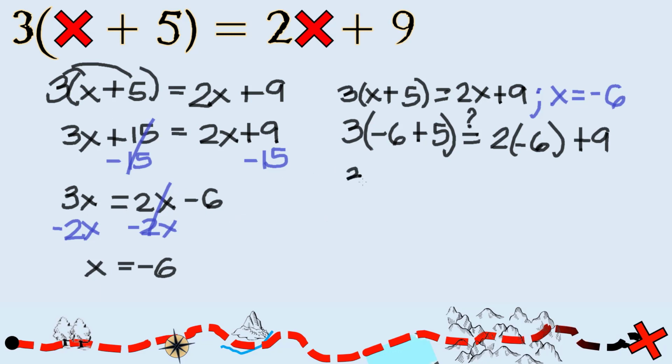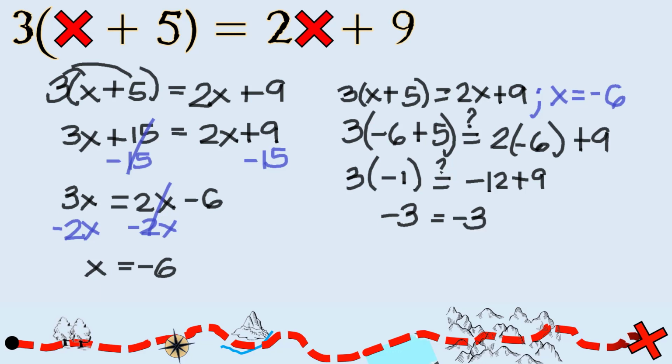So we'll have PEMDAS first. You add the grouping symbols first, or under the parentheses. That's negative 1. Still question mark. You will have here 2 times negative 6 is negative 12, plus 9. Okay, now 3 times negative 1 is negative 3. Here on the other side is also negative 3.